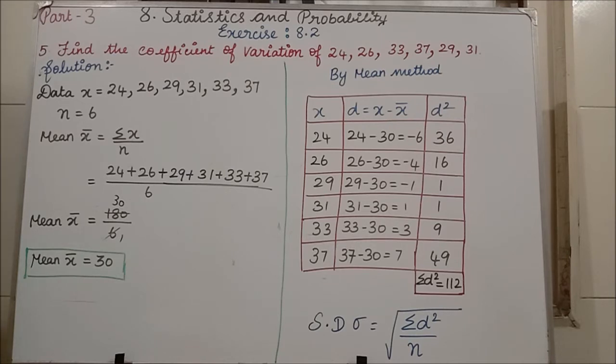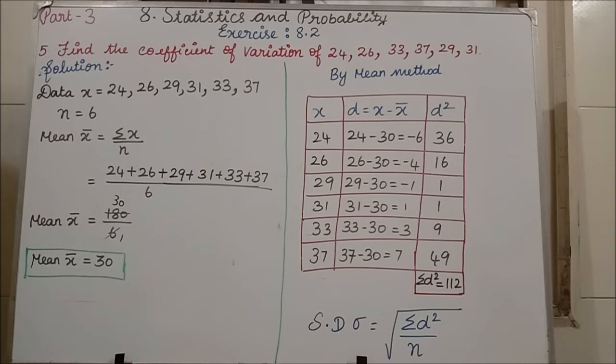Okay, whenever they ask you to find the coefficient of variation and they have not given it directly, you have to find the standard deviation value using the tabular column, then you have to find the mean value, and then only we can find the coefficient of variation. Clear what I am saying?